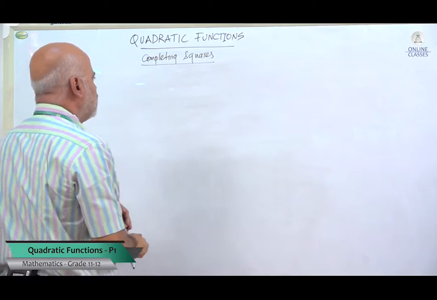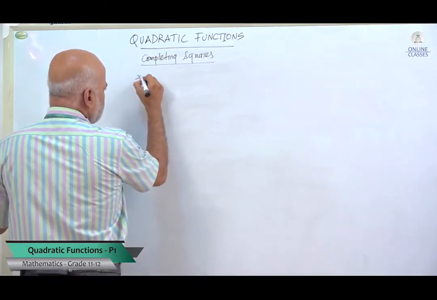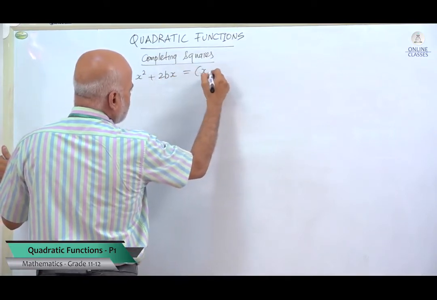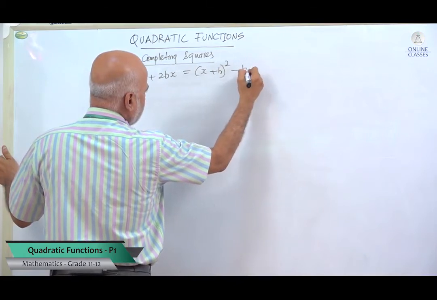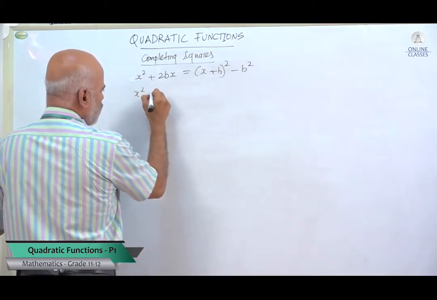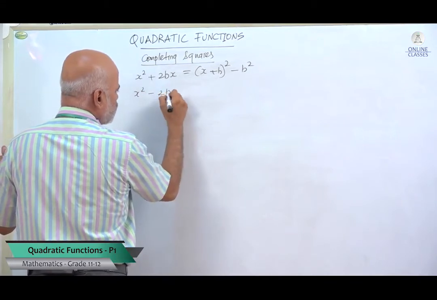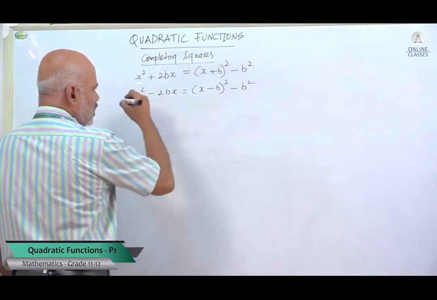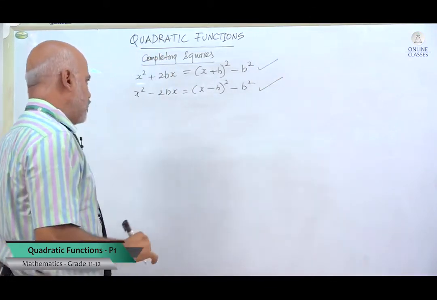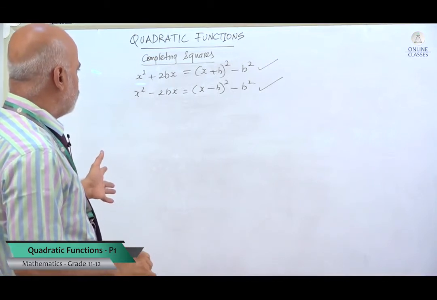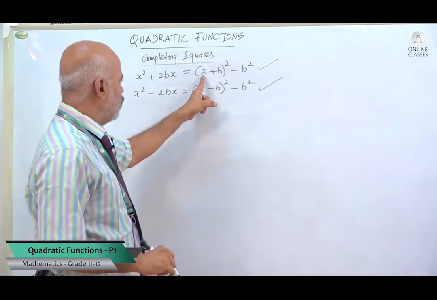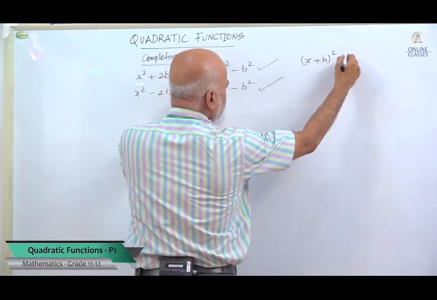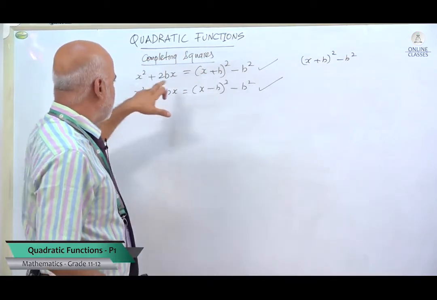Completing square, there is a format for the completing square, that is x square plus 2bx is x plus b the whole square minus b square. And x square minus 2bx means x minus b the whole square minus b square. This is actually a kind of identity formula, we can use it. If you would like to check it, you can expand x plus b the whole square minus b square and see whether you are getting this part.